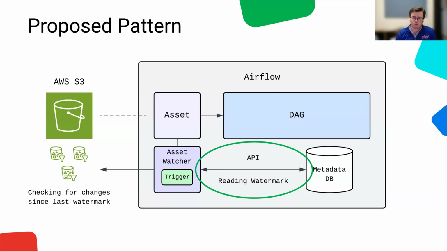Now, you see I have a green circle around API reading the watermark. In the last 36 hours, again, this is probably going to be the biggest lift as part of this AIP, is how are we actually going to be able to interact with the metadata database. With the introduction of the Task SDK, the trigger does not have direct access to the metadata database. So it'll probably be somewhat of a variable model-like implementation. But this is where the majority of this AIP is probably going to be focused, is figuring out, okay, how can we read this watermark?